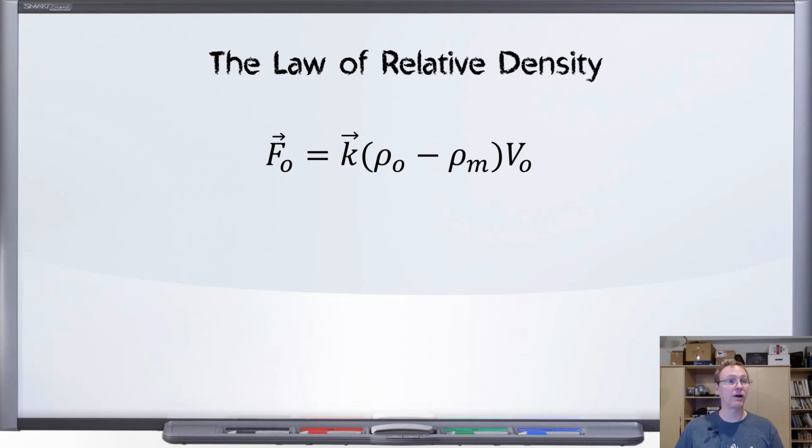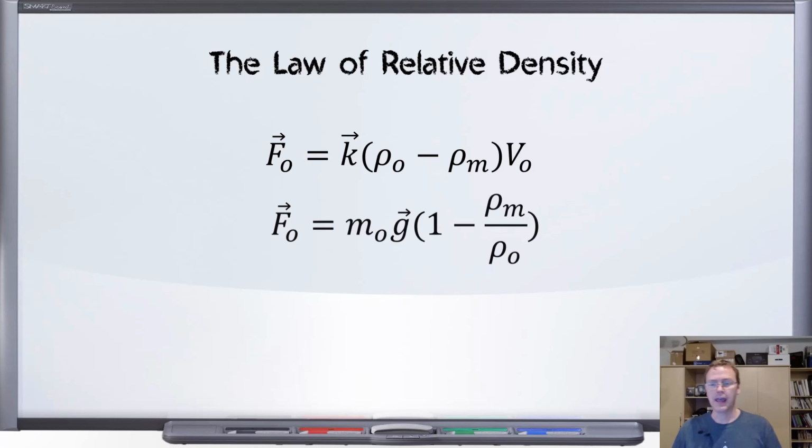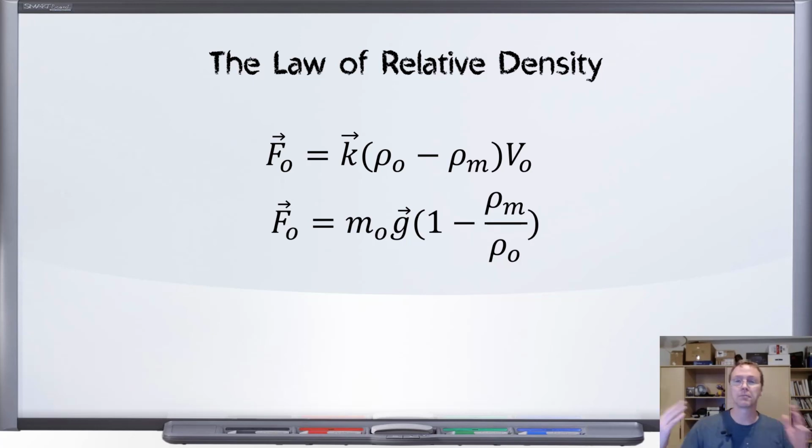So let's wrap it all up. Here's my original law of relative density. And if you'd rather see it in this form, I've changed out the K to the G and factored out that mass. And now it looks like this. And you've got a ratio of densities in the equation. This is the exact same formula. I accept both. They work exactly the same.